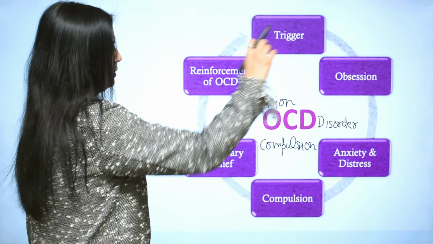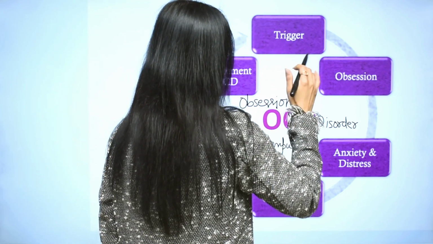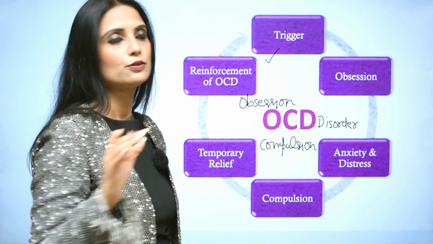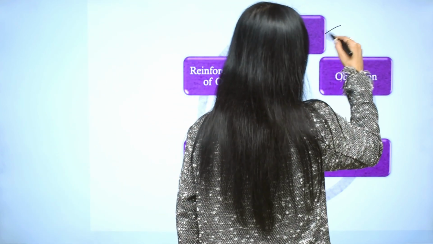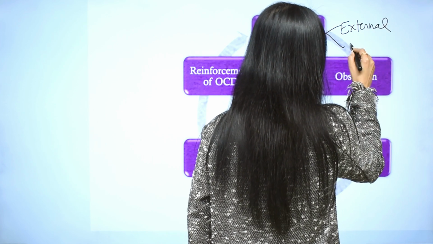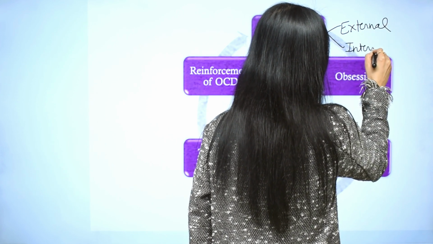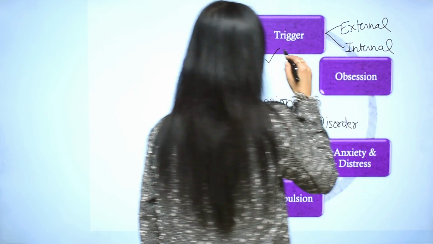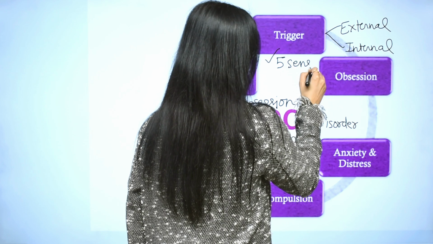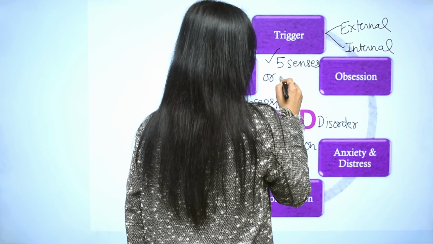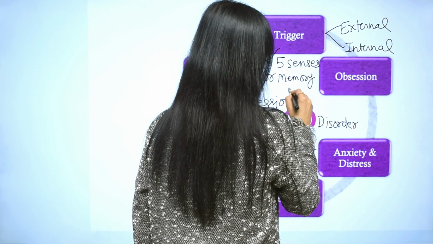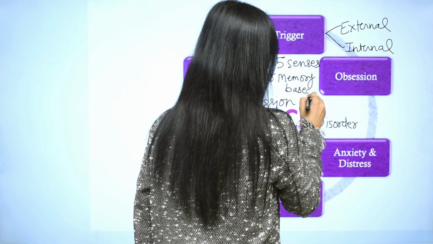So now, what happens with OCD sufferers? They get some triggers. A trigger can be external as well as internal. It can be any image, any urge, any thought. It can be anything which you can sense through your five senses, or you can recall, meaning your memory based. So a trigger can be anything.